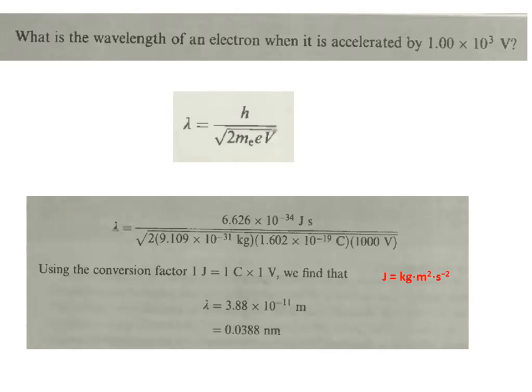Exponent 9 multiply -11, 9 minus 11, right? So -2 will come. When you replace -2, it becomes 0.03. Okay, 3.88 multiplied by exponent -2 will be converted into 0.0388 nanometer. So both are the same. If you keep the calculation over here, this is also correct. This is just the conversion.